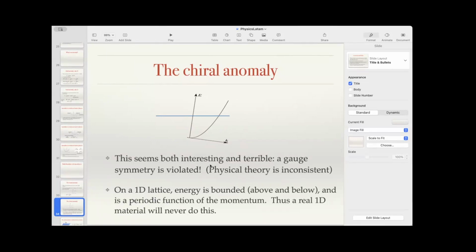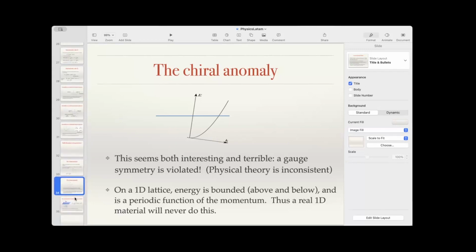So it's tempting to say, well, we should just throw these theories in the garbage. They're not going to describe any relevant physical systems. Another argument you might give is that if I'm a solid state person and my fermions are coming from electrons living in atoms on a lattice, I could never, on a one-dimensional lattice, generate a dispersion relation like this. Because momentum is periodic, this bottom has to join up somehow, and so I have to cross the Fermi level a second time. So you might say that this is completely irrelevant.